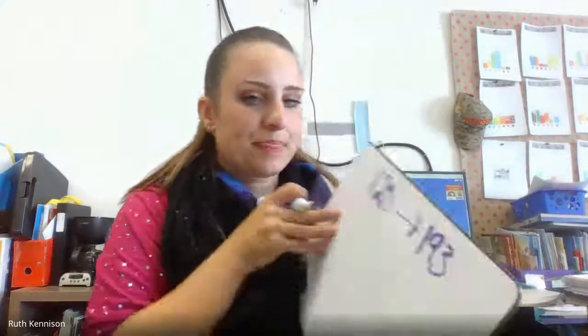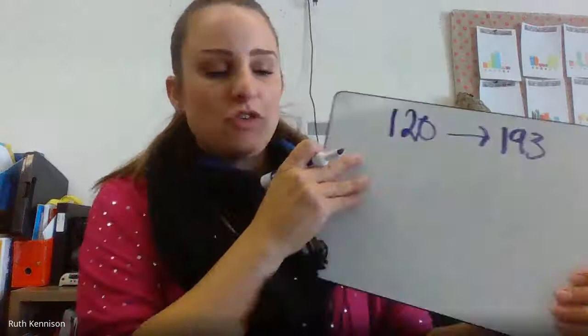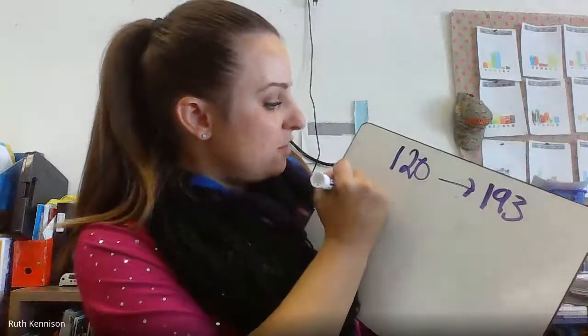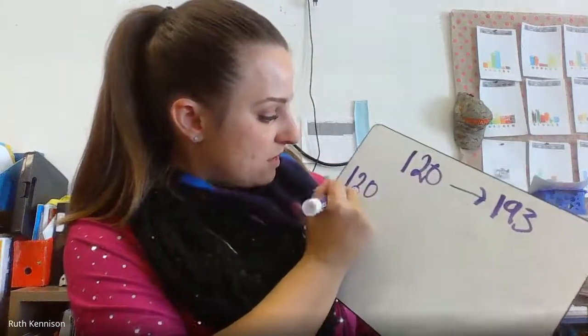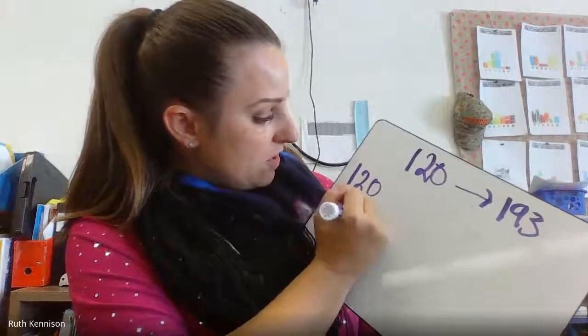Let's go from 120 to 193. I think that one will be a little bit less tricky. If I start with that 120, I could even show that by having my big bundle of 100.